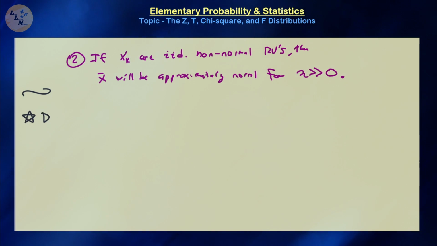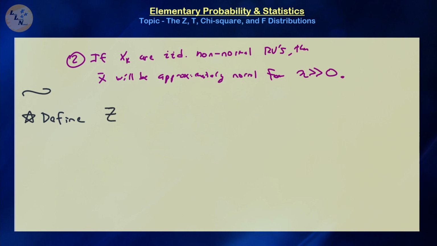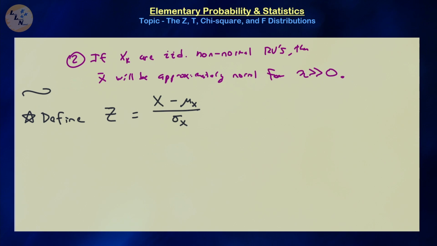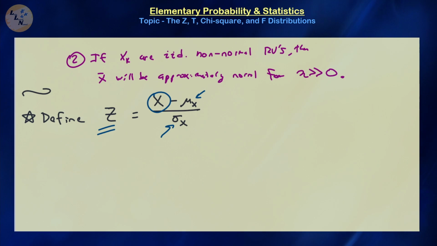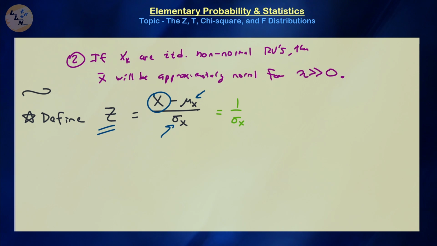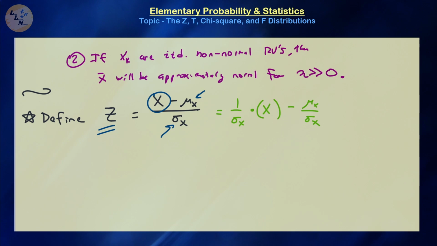Now, let us define a new random variable. Let's call this random variable z to be equal to random variable x minus the mean of that variable divided by the standard deviation of that variable. So obviously x is a random variable, mu x is a number, sigma x is a number. That means z is going to be a random variable. So what type of distribution will z have, and what type of properties will z have? We can actually rewrite this expression instead as 1 divided by sigma x times that random variable x minus mu x divided by sigma x.